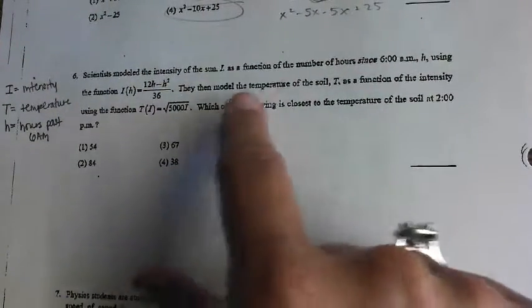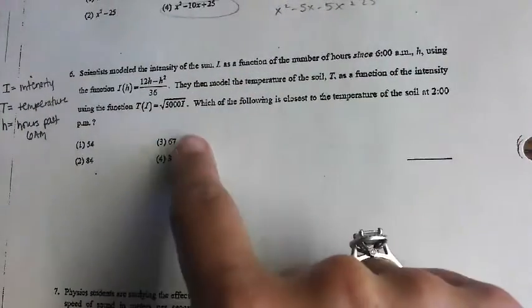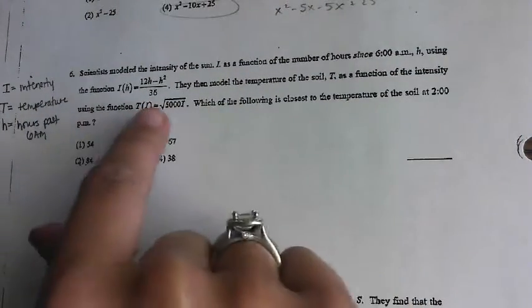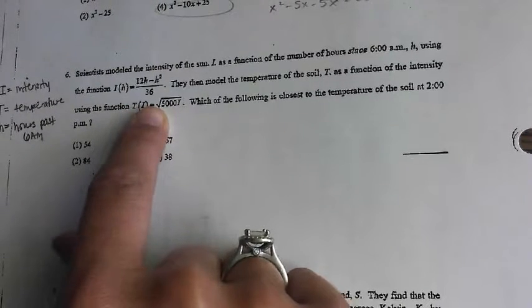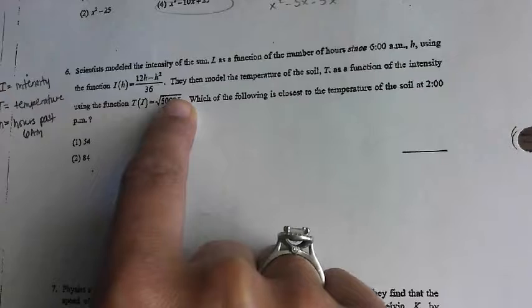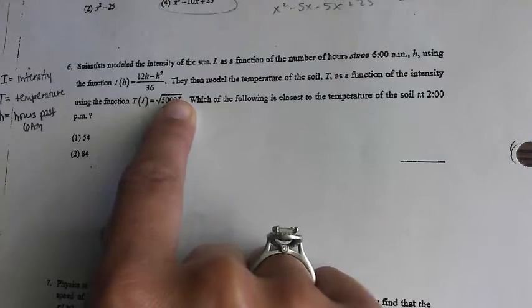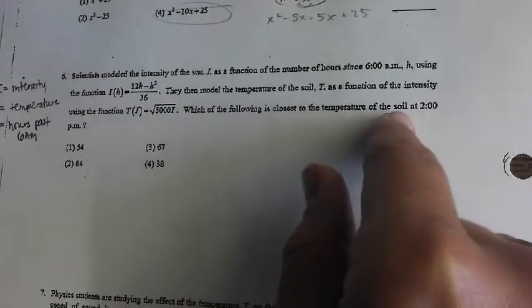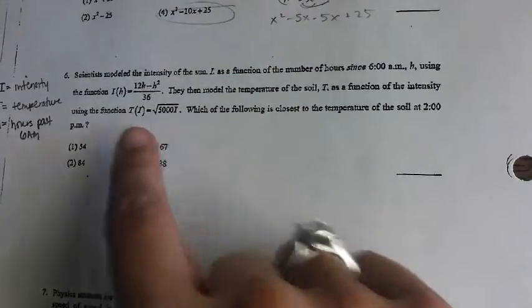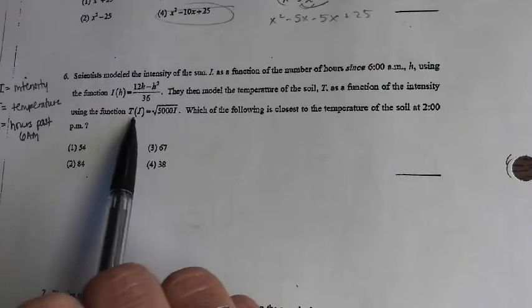Then they also model the temperature of the soil as a function of the intensity of the sun. So the temperature of the soil is going to change based on the intensity of the sun. Makes sense, right? If the intensity of the sun is greater, the temperature of the soil is probably greater, and so on and so forth. So which of the following is closest to the temperature of the soil at 2 p.m.? Well, we're asked for the temperature of the soil. So we're asked for T.